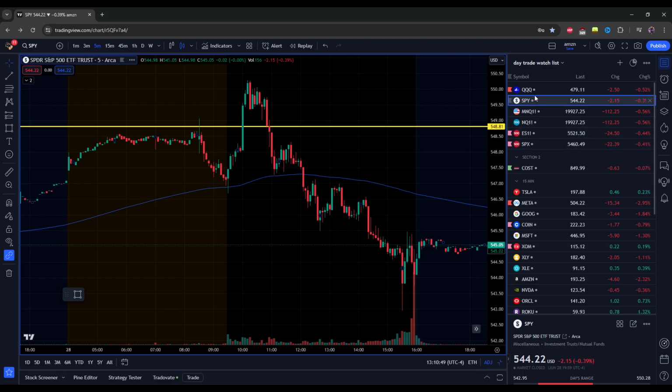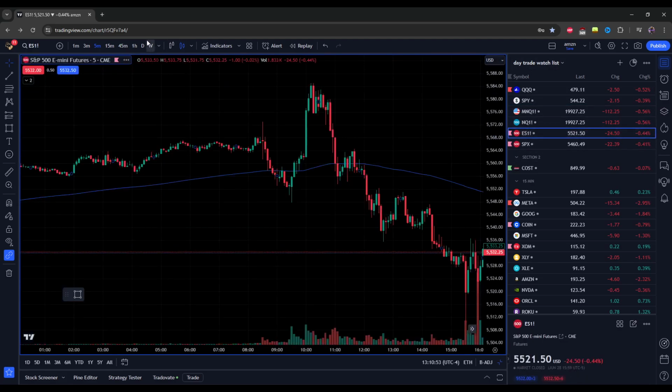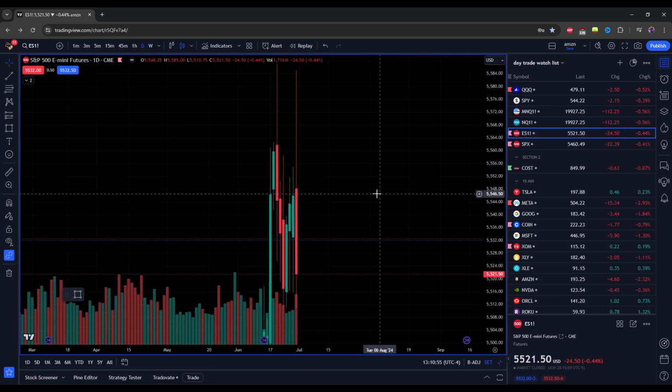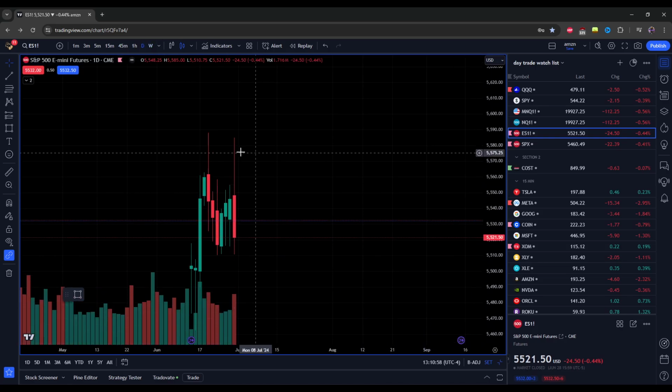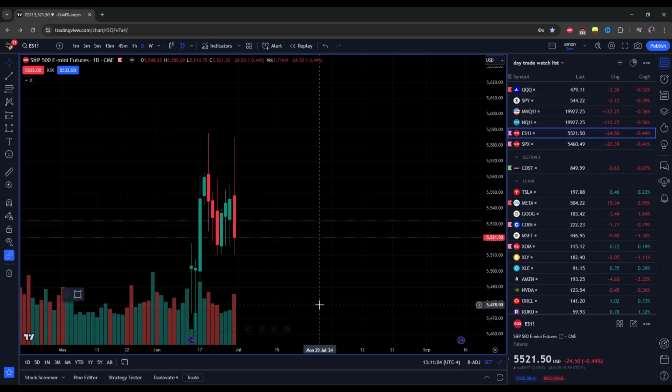It's very important to look at everything with context. And if you look at ES, you can get a similar idea of what happened. ES getting to this higher wicking level right here. We tested it. SPY and QQQ went for all-time highs and rejected. So it's not a mystery.